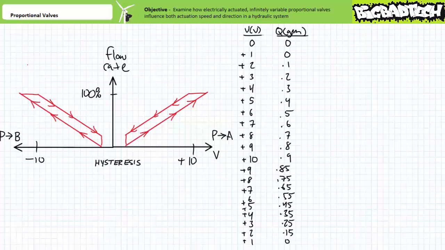Hysteresis is often specifically defined as the difference in control voltage necessary to yield the same flow rate on the way up as on the way down.